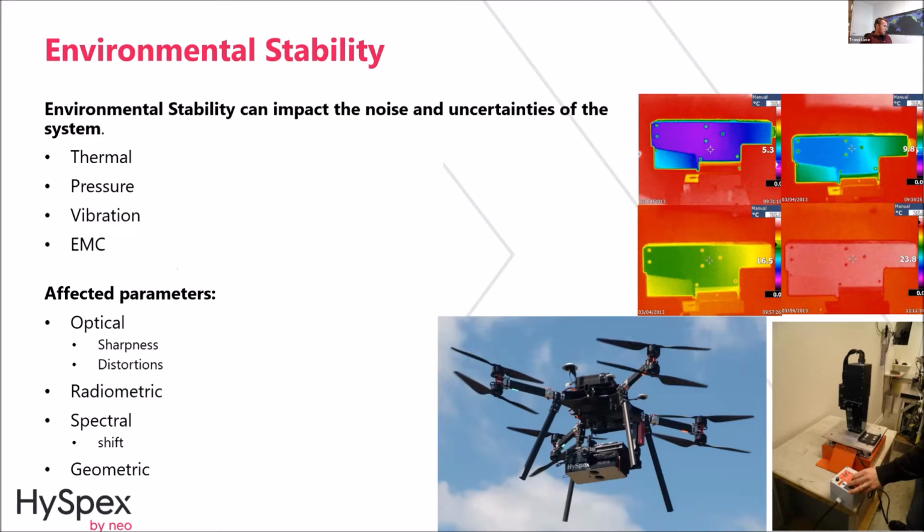The parameters affected by thermal, pressure, vibration, and EMC can be sharpness, distortions, geometric accuracy, and spectral shift. So the band can shift, right? And the geometric characterization can shift.